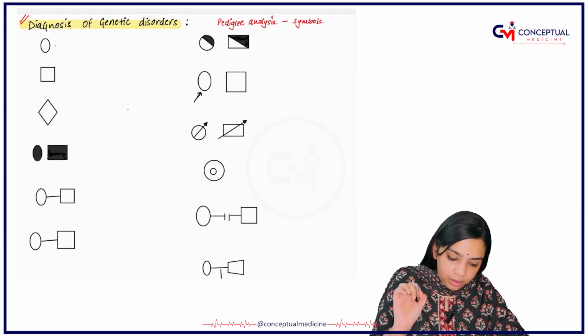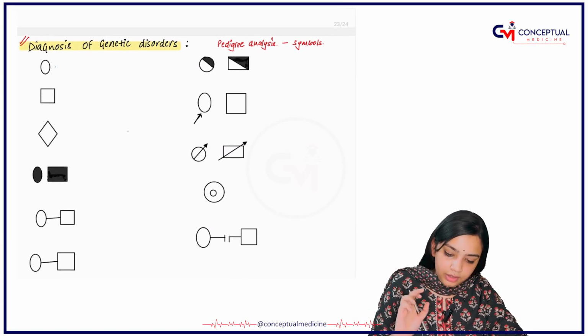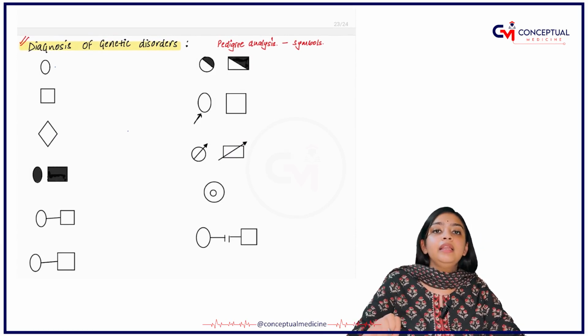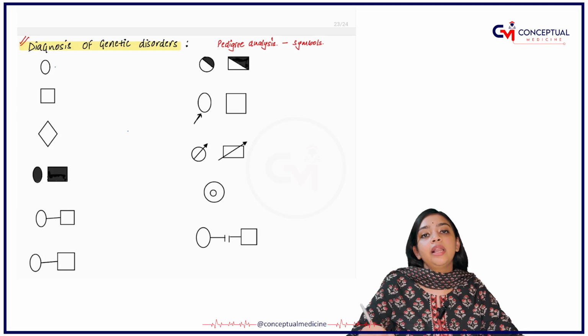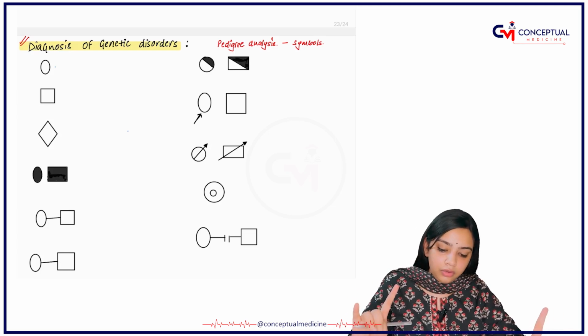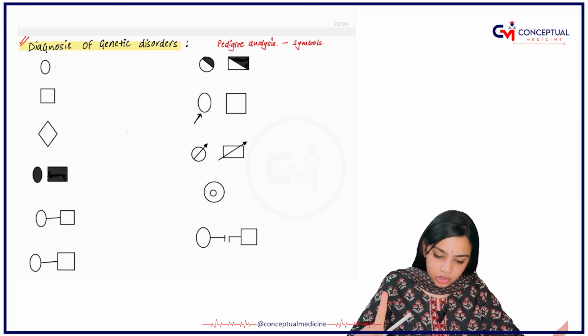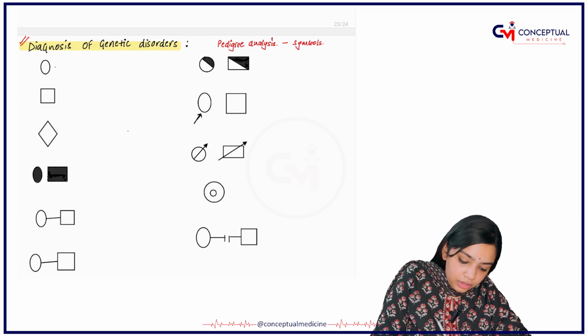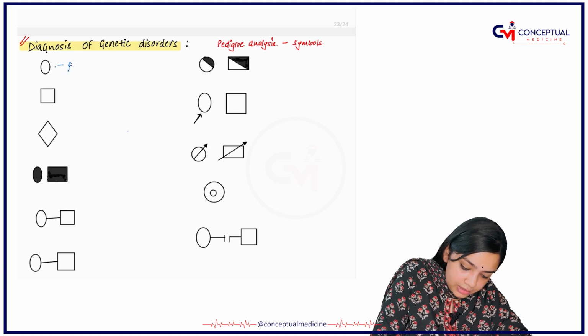Now next we will talk about the diagnosis of genetic disorder. How will you diagnose a genetic disorder? We mainly diagnose the genetic disorder with the help of the pedigree chart. For understanding the pedigree chart, you need to understand certain symbols. So the first one is a circle which represents a female.